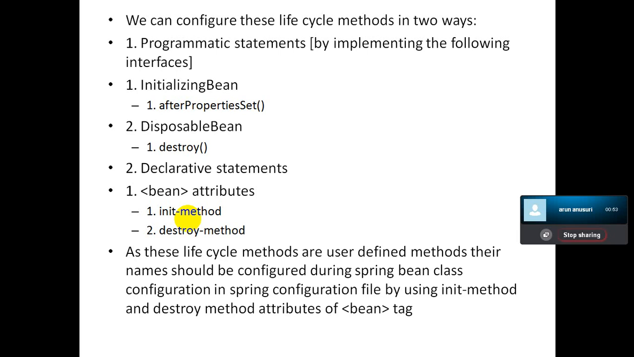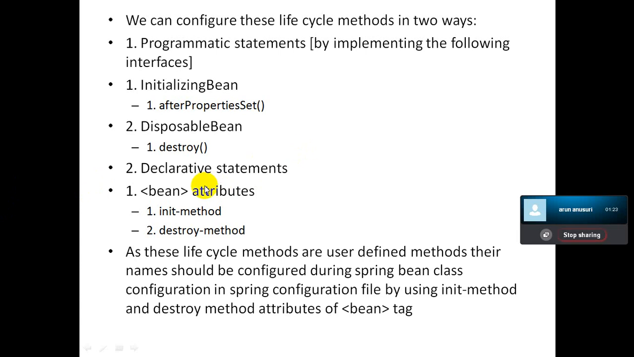So we can configure these lifecycle methods in two ways: programmatic semantics, by implementing the following interfaces. By implementing InitializingBean, we'll get a method called afterPropertiesSet. So whenever all the properties are set, this method gets invoked. And if we implement DisposableBean, we'll get a method called destroy. This method gets invoked whenever a container is about to be destroyed.